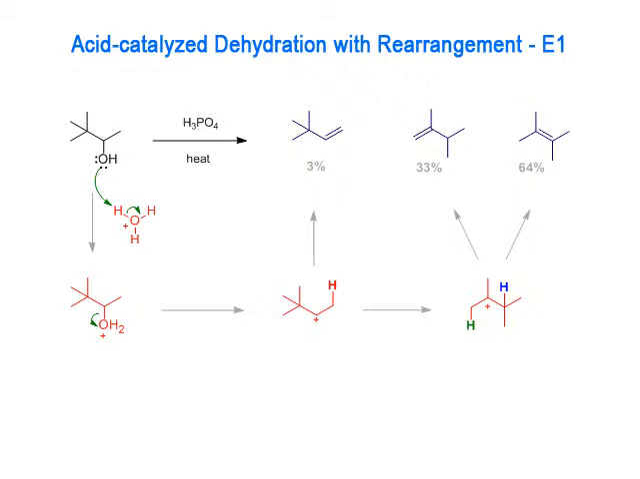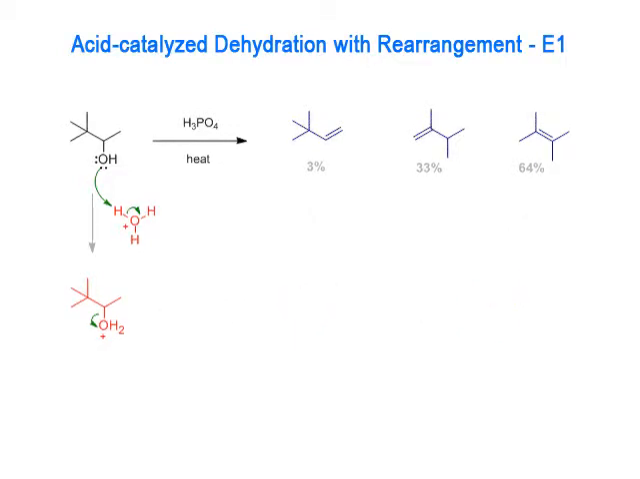tertiary carbocation. If this tertiary carbocation then loses a proton from the left, we produce the minor alkene as shown in 33%, and if we lose the proton from the right, we get the major product, which is formed in 64%. And so here we see the products of rearrangement to give a better carbocation, which then gives the alkene products based on Zaitsev's rule.